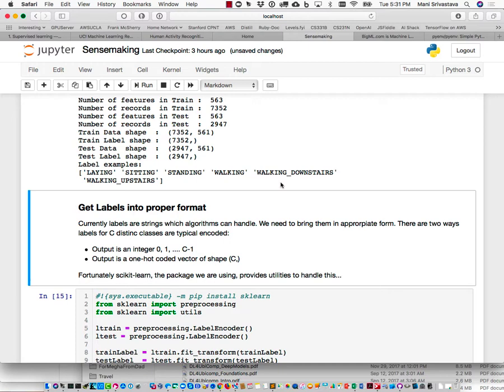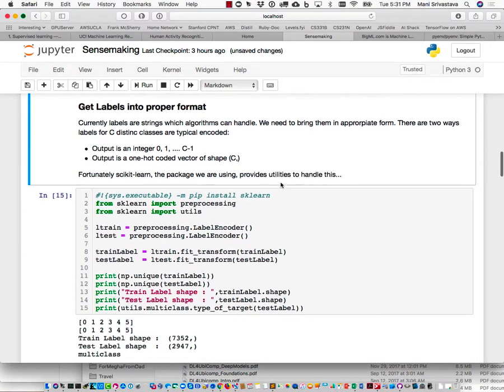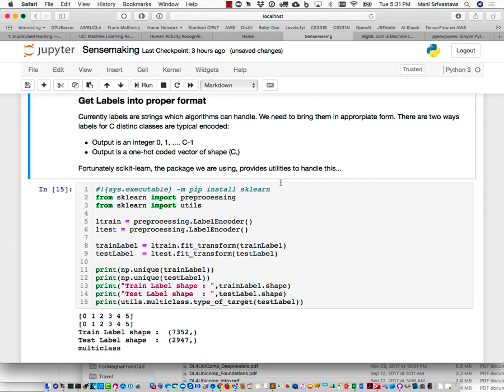Fortunately, even though our labels were these strings, in scikit, as part of their preprocessing package, they provide a label encoder. What the label encoder does is it looks at the set of labels, finds the unique set, and encodes them appropriately. So what you see out here is that I create two label encoder objects, ltrain and ltest, and then I feed them the training label and the test label data sets. And then I get the train label and the test label out of that.